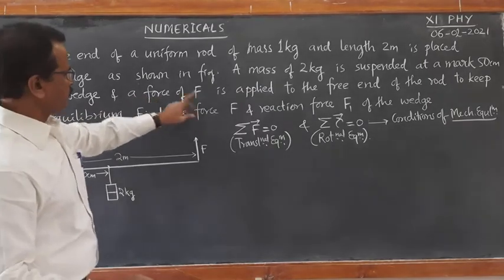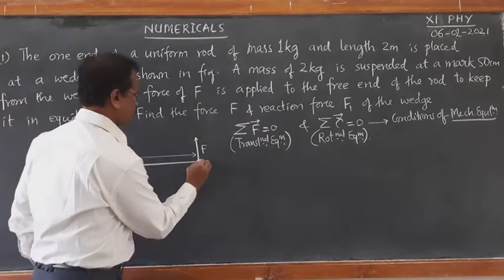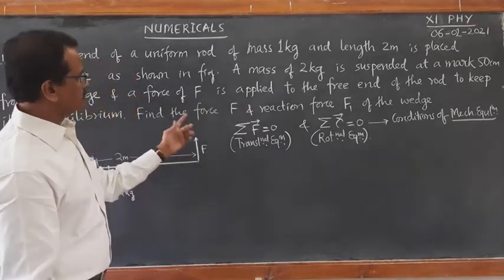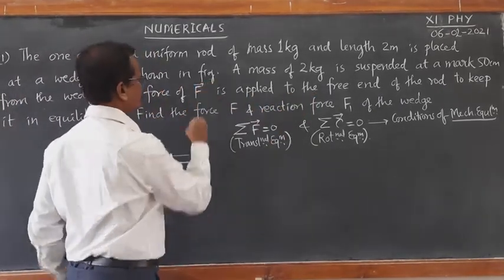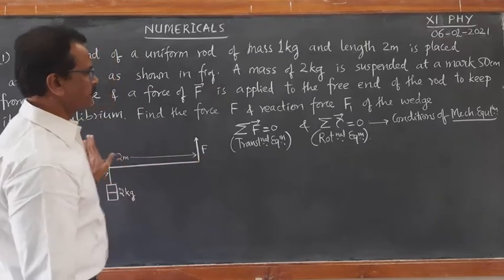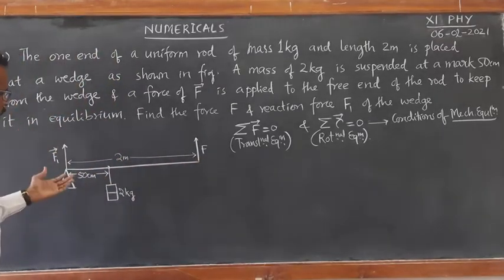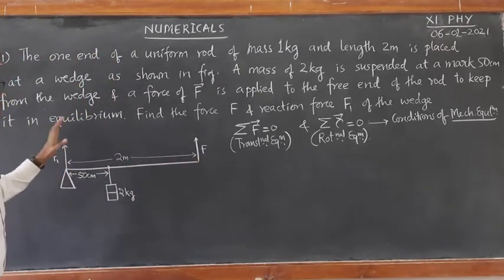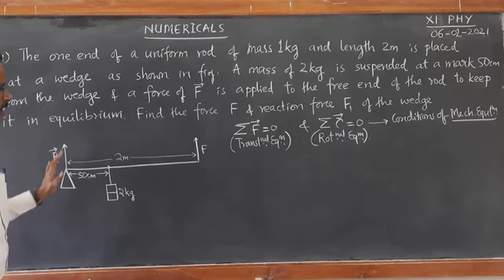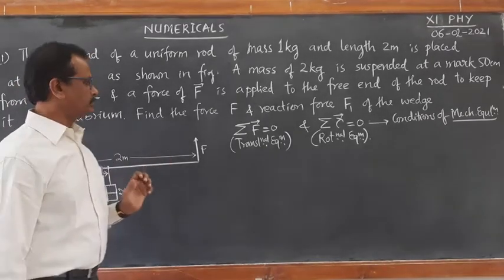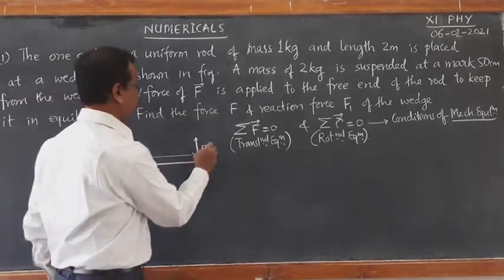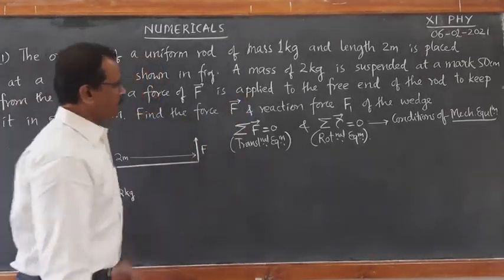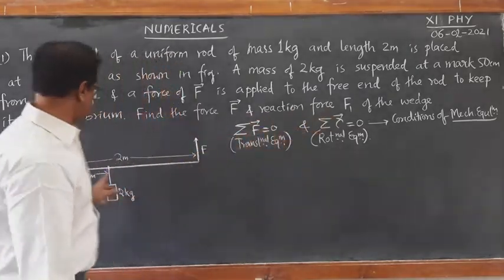A force F is applied. You can see this is the force of application vertically upwards. A force F is applied to the free end as shown in the figure to keep the entire system in mechanical equilibrium. Then find the force F. What is the force required? Force F. And what is the reaction force F1?